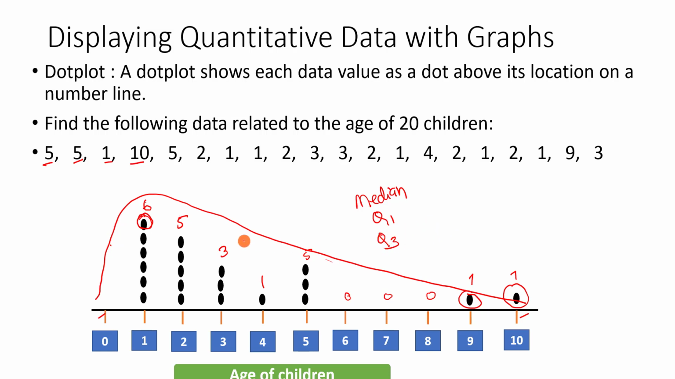Dot plot is also helpful in understanding how many peaks the distribution has. In certain cases you may have the distribution with multiple peaks. We can call this kind of distribution as multimodal distribution. So such shape of the distribution we can understand.